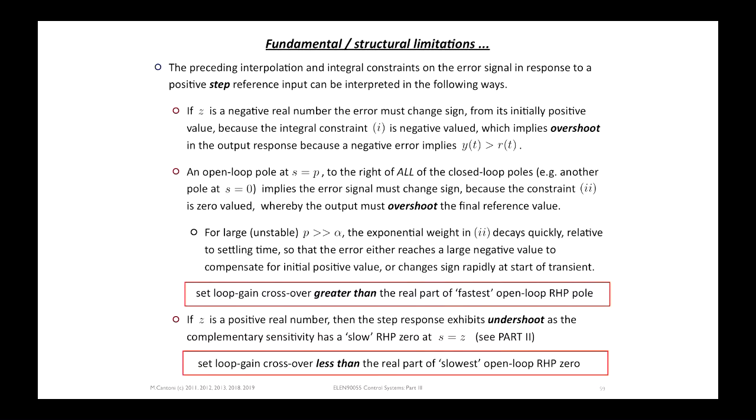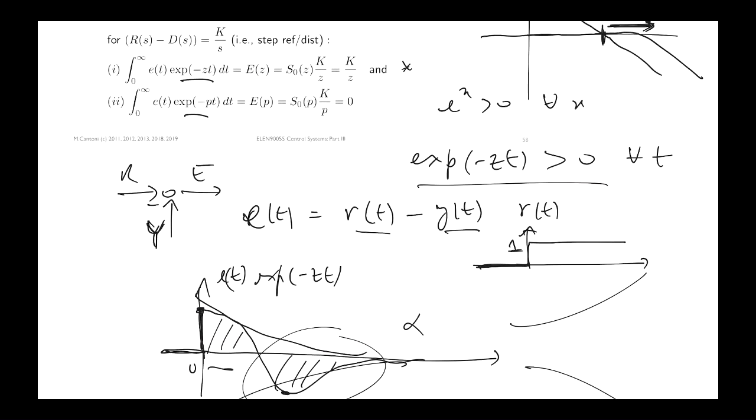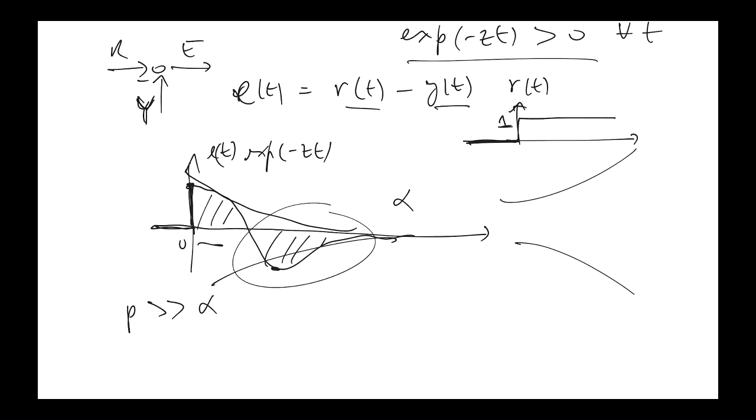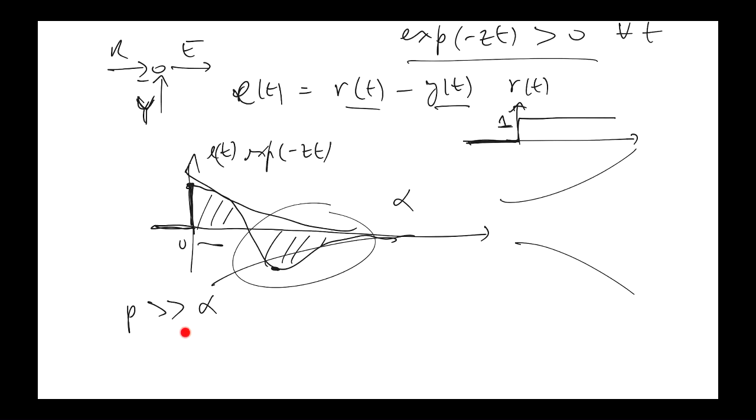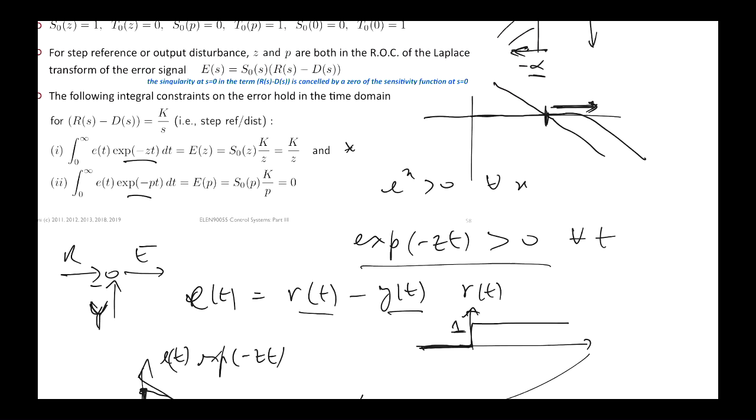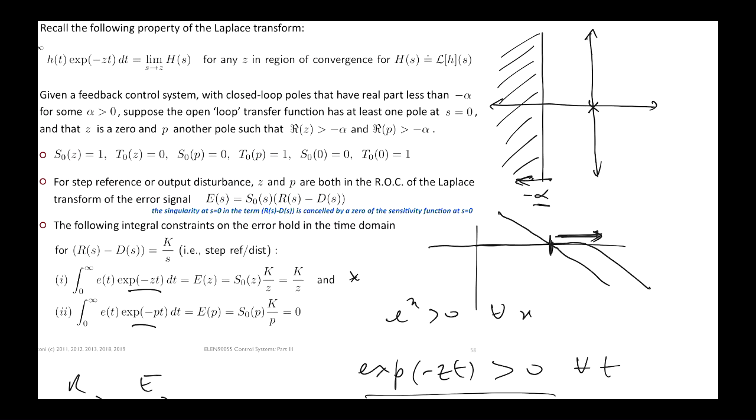So if you want to avoid that, you've got to make sure that you don't have a situation where P is much bigger than alpha, where lots of stuff has to happen in the beginning in order to satisfy the integral constraint. How can you ensure that that's the case? Well, make sure that alpha is bigger than P if you have a right half plane pole.